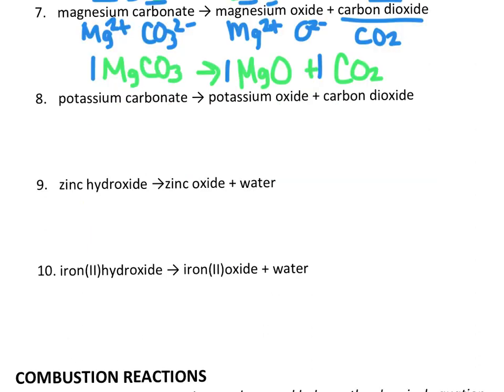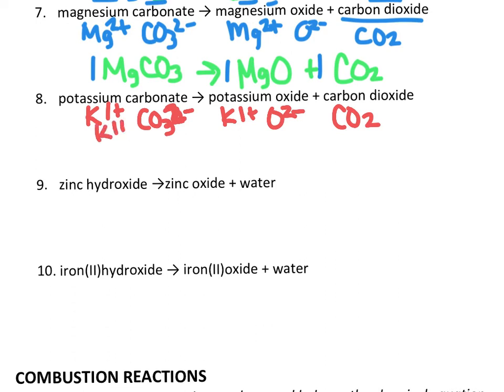Taking a look at number 8, potassium carbonate. Potassium has a +1 charge. Carbonate has a 3- charge. Potassium +1 charge. Oxide always has a 2- charge. And carbon dioxide we know is CO2. Now that I have my work written out, let's write out my equation. And there's a little typo there. Carbonate is a 2- charge. That's my fault. But if we have potassium, it's +1, you really need 2 potassiums to balance out with the carbonate. So keep that in mind.